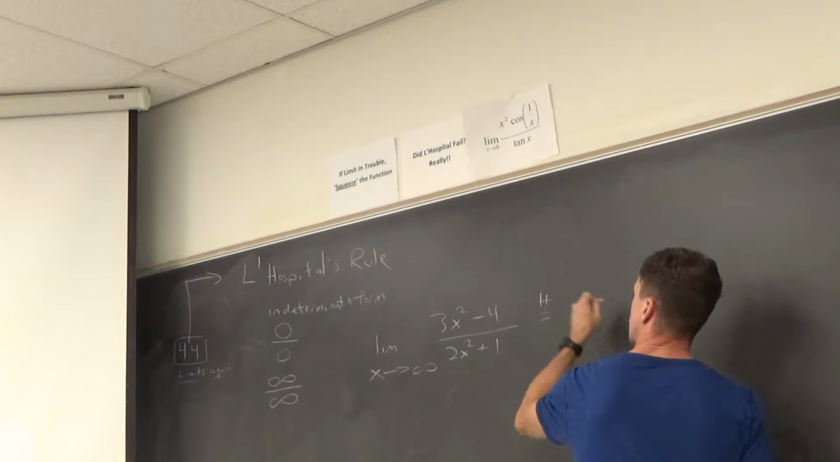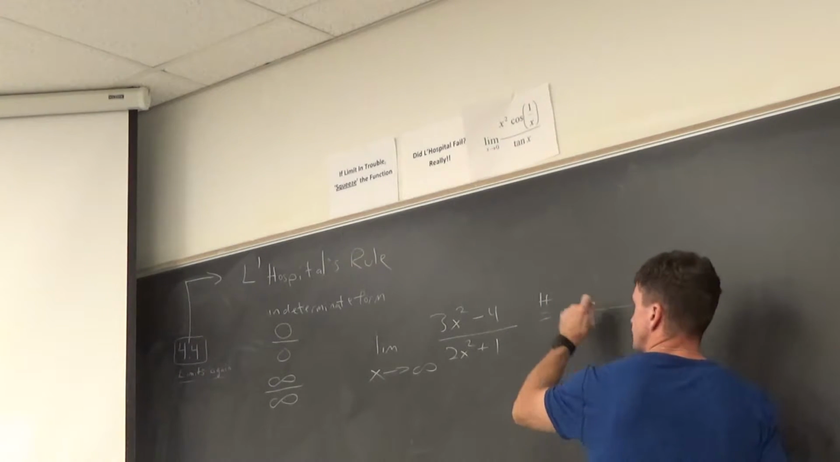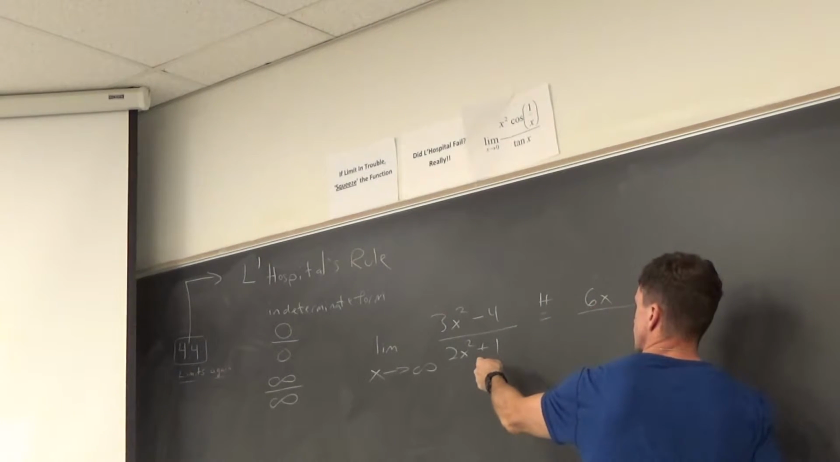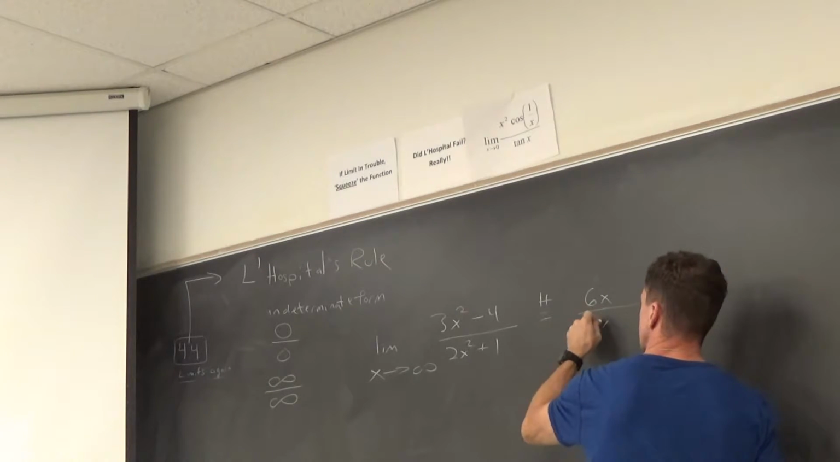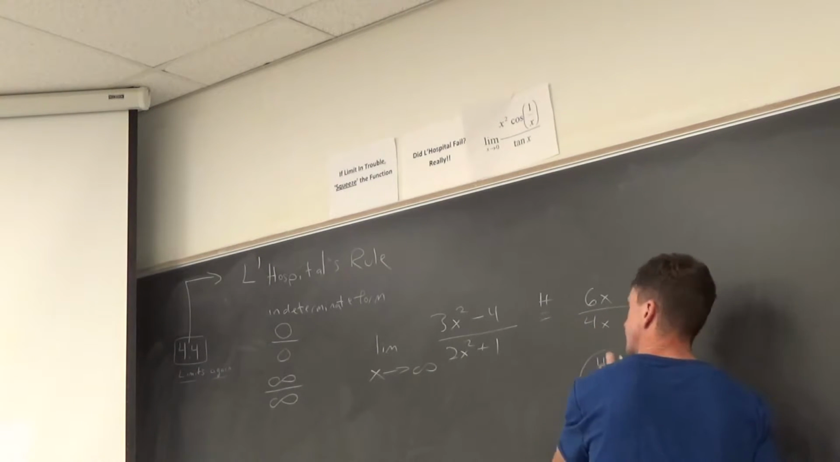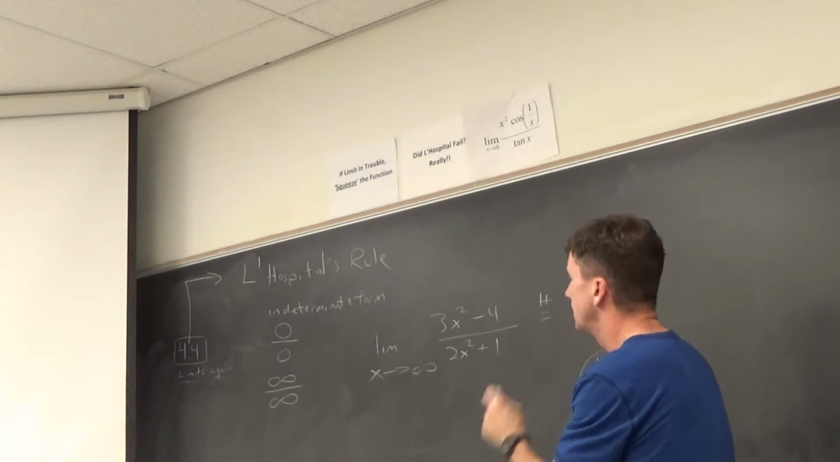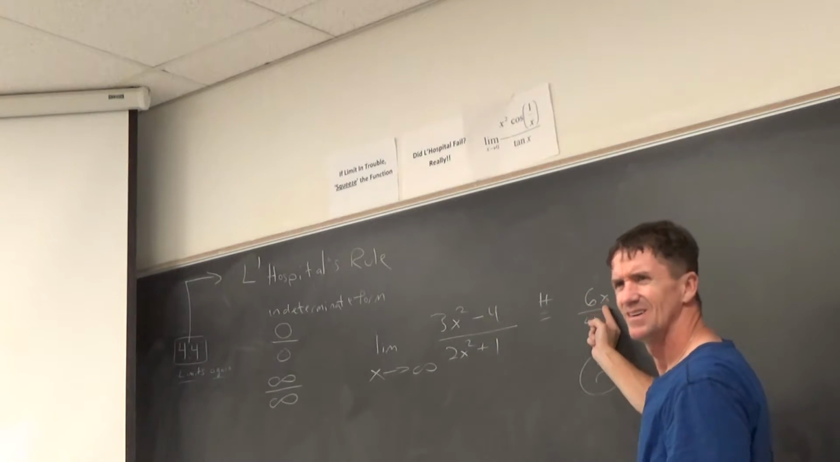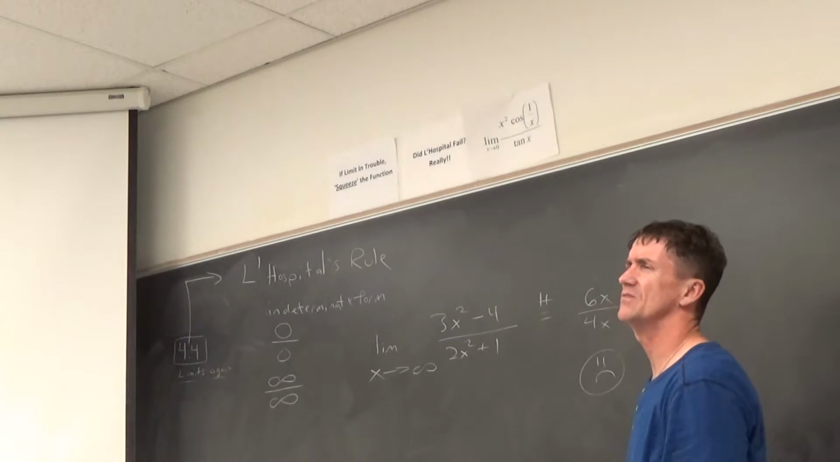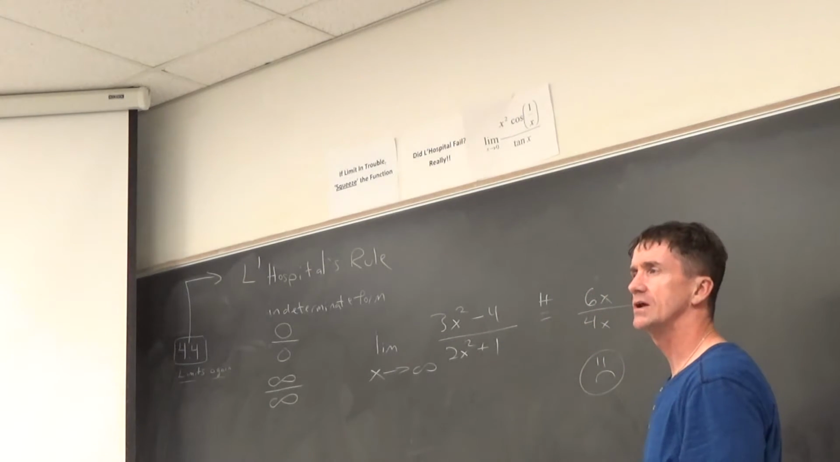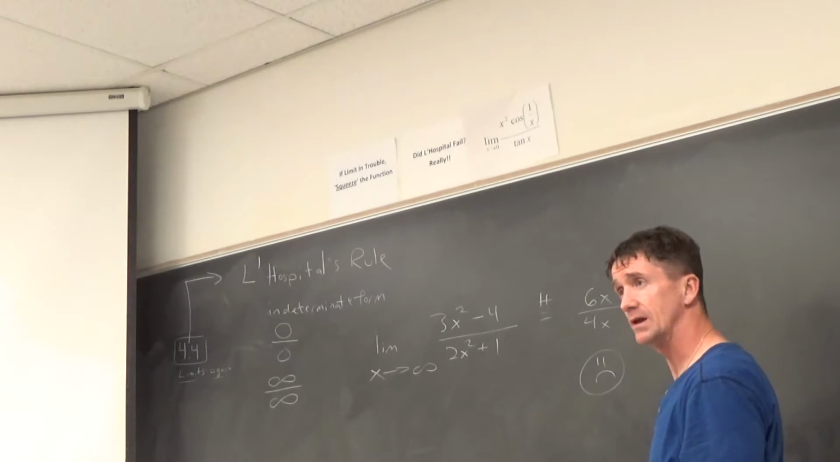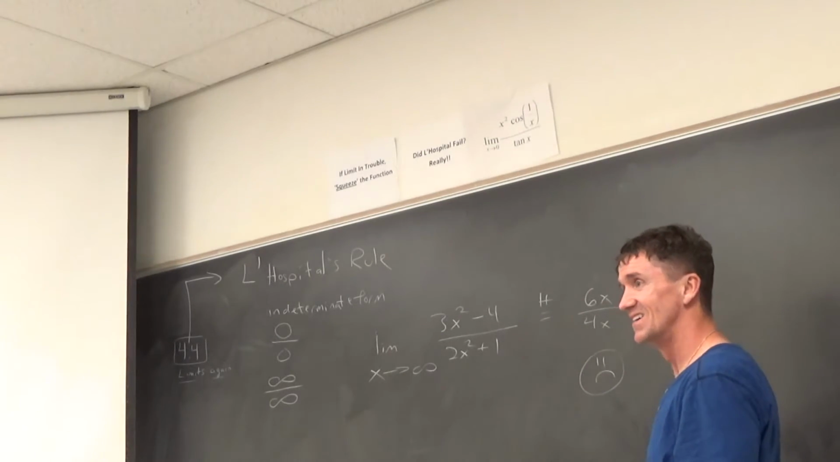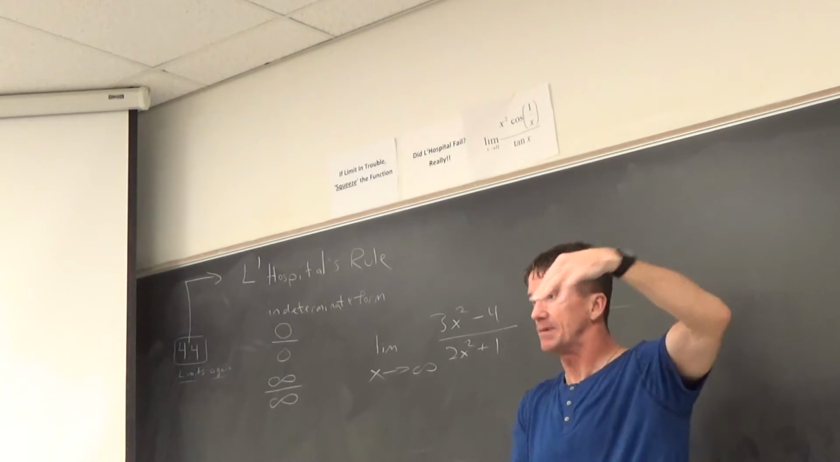So what can I do? L'Hopital. The derivative of 3x squared is 6x, and the derivative of 2x squared is 4x. Now I go back to plug in infinity, and I'm getting 6 times infinity over 4 times infinity. I'm getting infinity over infinity again. Can I apply L'Hopital again? Yeah! And you can keep going with L'Hopital if you keep getting infinity over infinity.